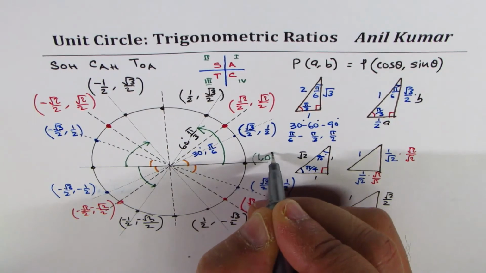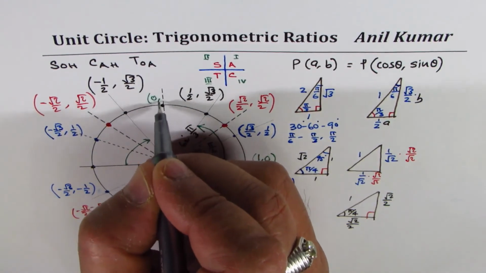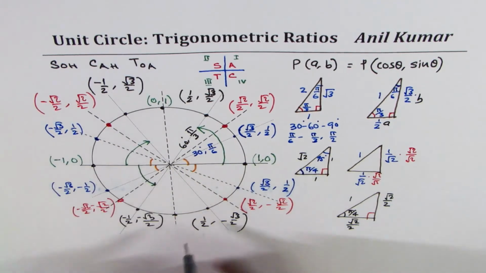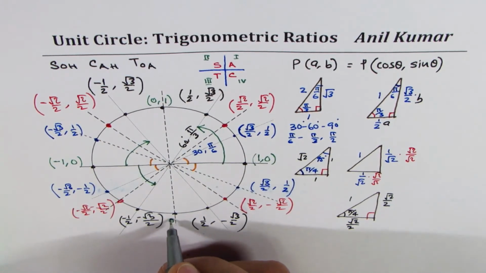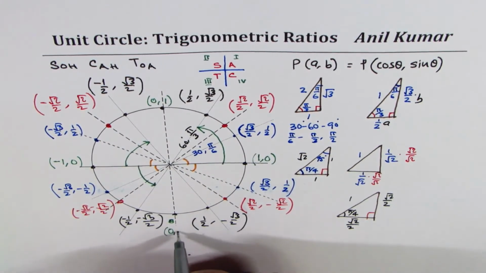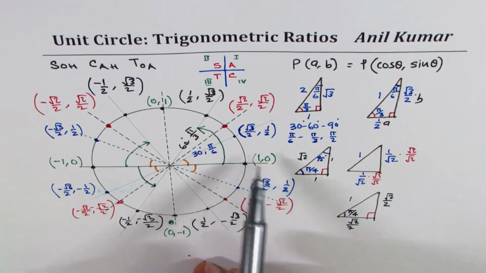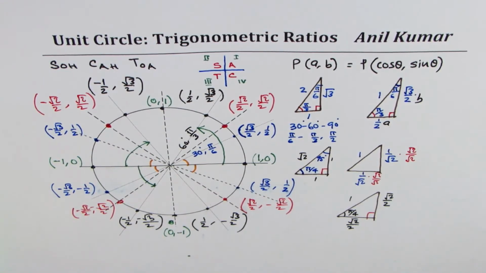this is 1, 0, correct? Here we have 0, 1. Here we have minus 1, 0. And here we have, let me write here, 0 and minus 1. So, from the curve, sine and cosine also, everything matches. Do you see that? So that becomes your unit circle, correct?